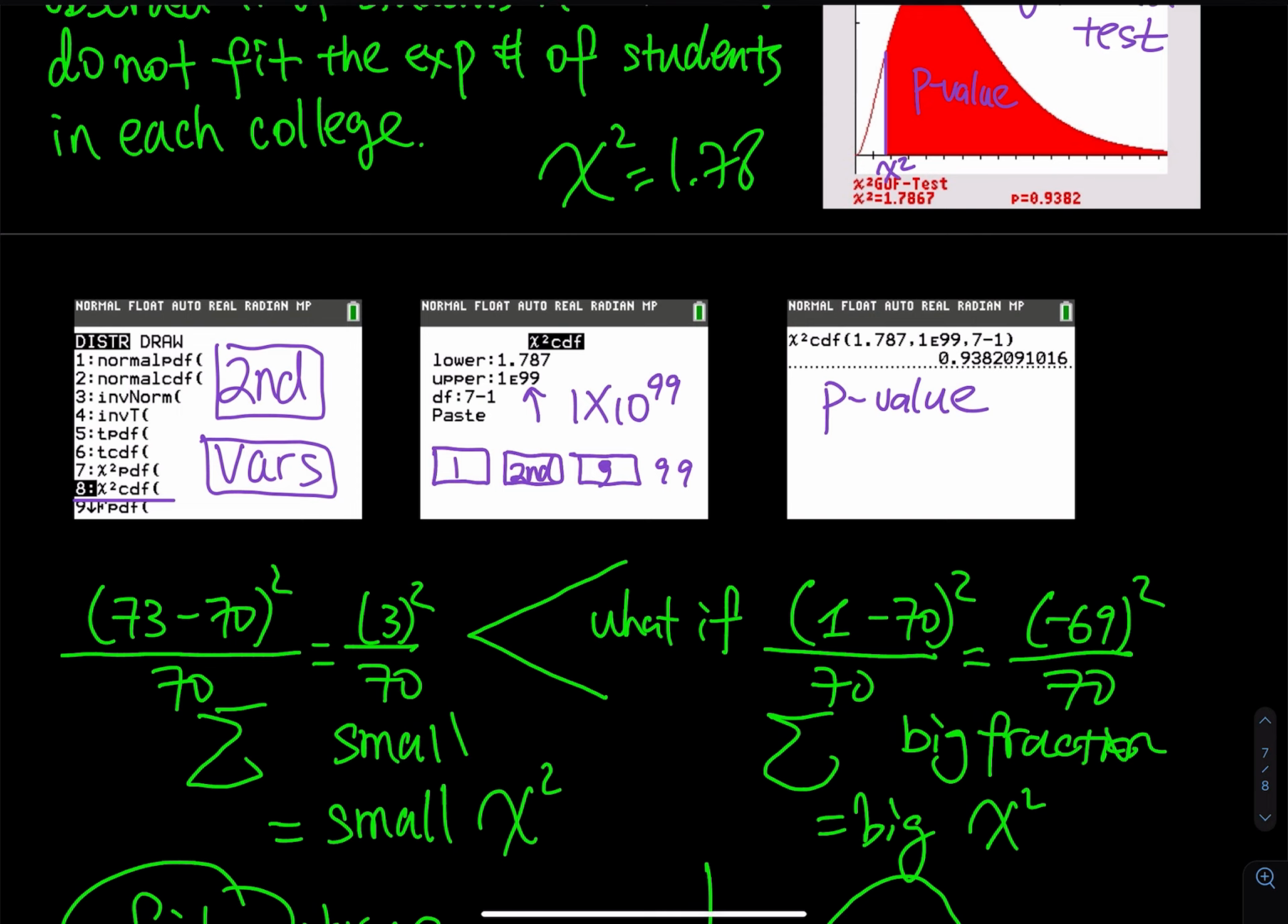If you are using an older calculator, they will show you a chi-square CDF and then an open parenthesis. Don't panic, just type these 3 numbers in this order, separate them by using a comma, and then click enter, and you will get the p-value as well.